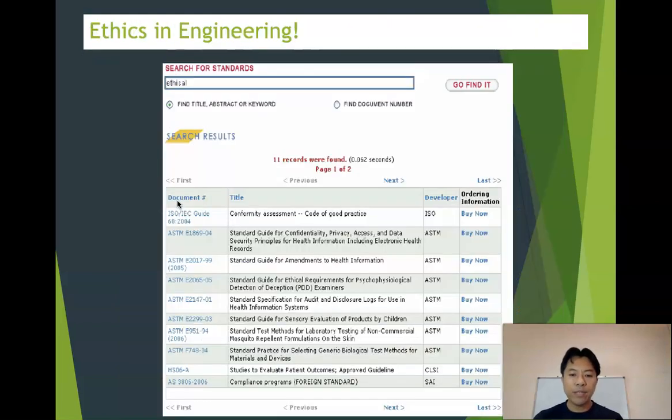And also for standards, we have ethics. Other than the standards on tooling, you have standards for the environment, and now also standards on ethics. Here we have the Code of Good Practice, the Standard Guide for Confidentiality, Privacy, Access and Data Security Principles, the Standard Guide for Amendment of Health Information, and also the Disclosure Law for use in health information systems, and studies to evaluate patient outcomes, the approved guideline. Other than engineering standards, we need to focus also on ethics to make sure that we cater for the long-term capability of humans to work inside engineering. So this is very important.